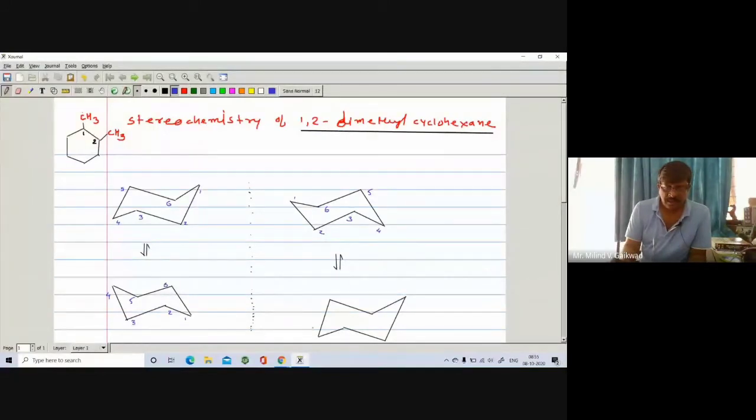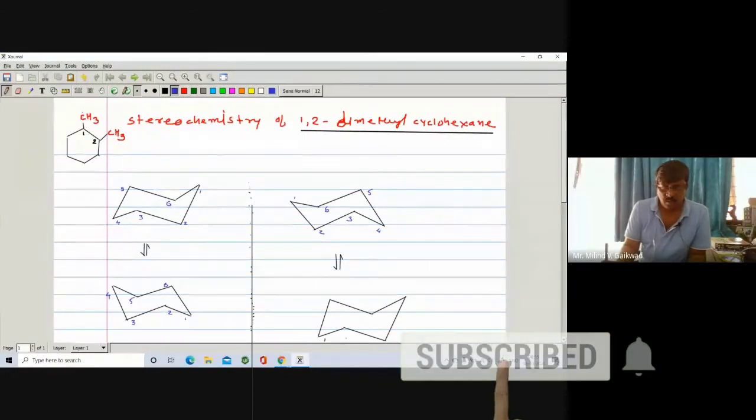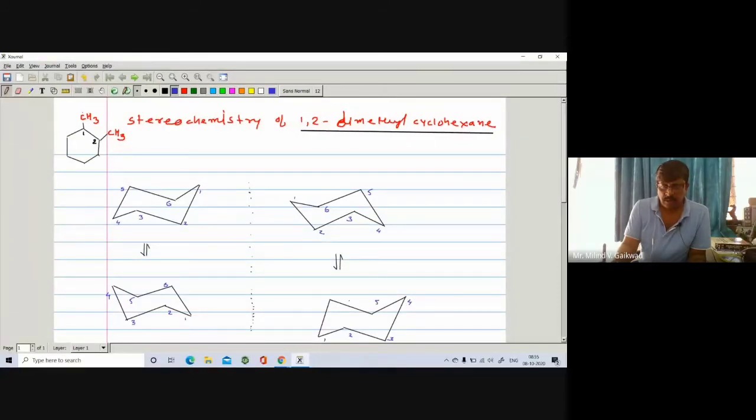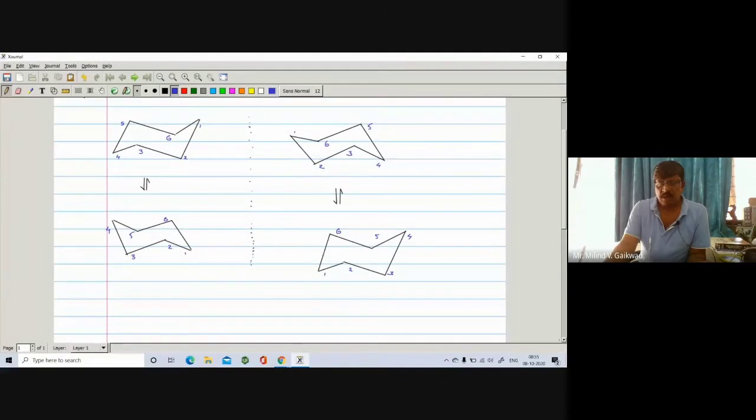Similarly, it's a mirror image, meaning again the same thing. Here 1, then 2, 3, 4, 5, and 6. So we have drawn the first cyclohexane. Now we'll draw their axial and equatorial bonds.